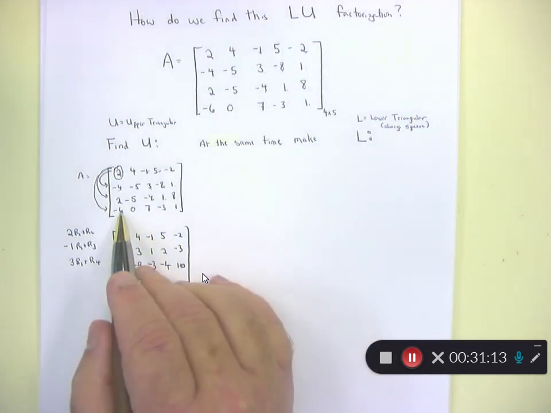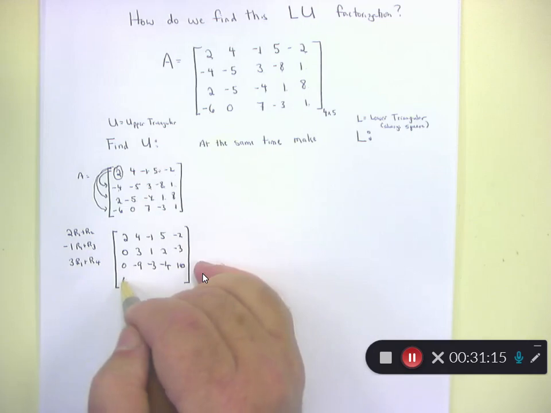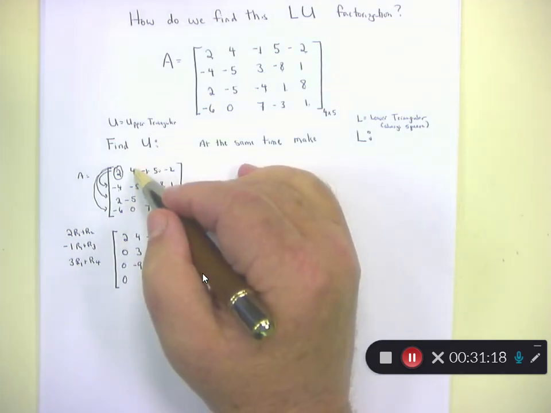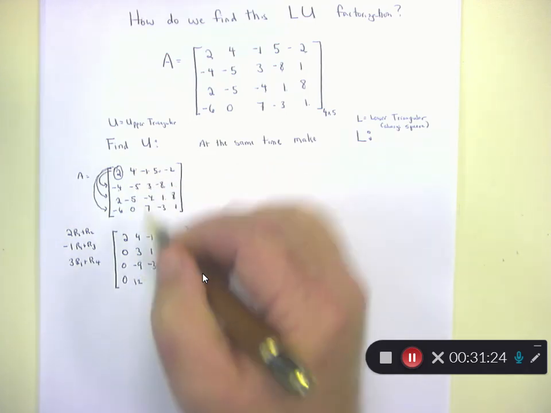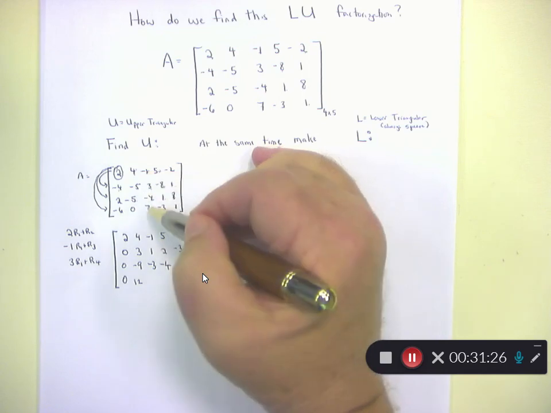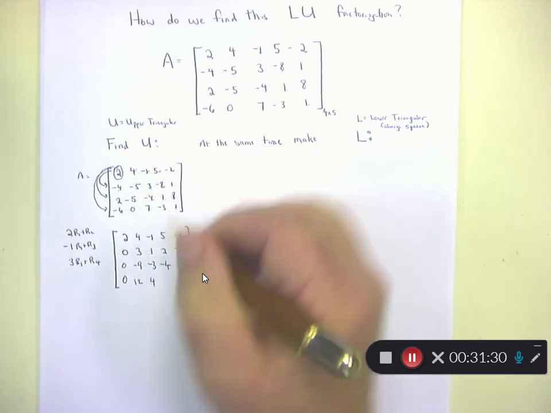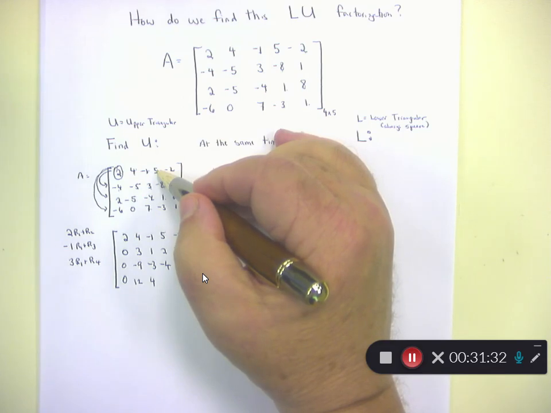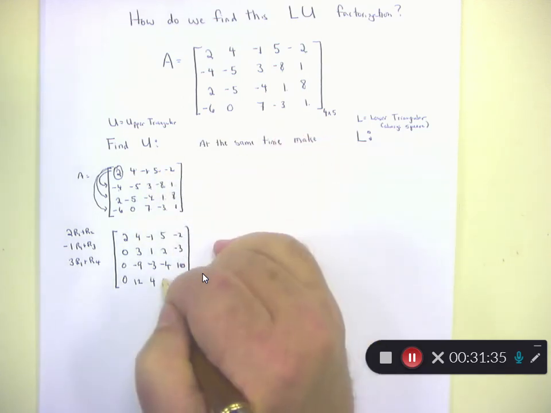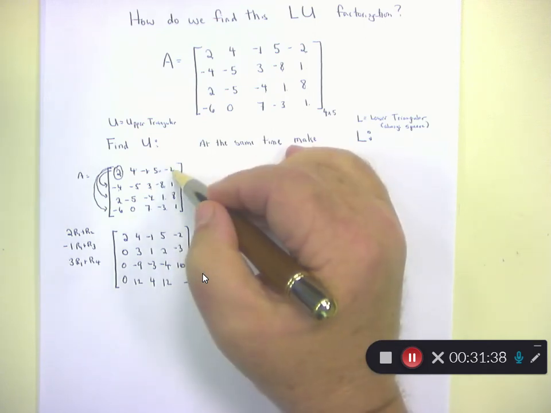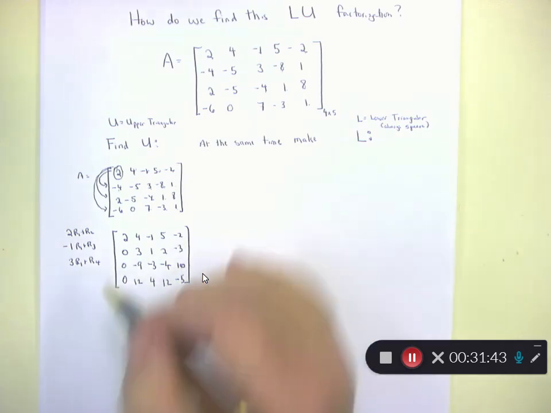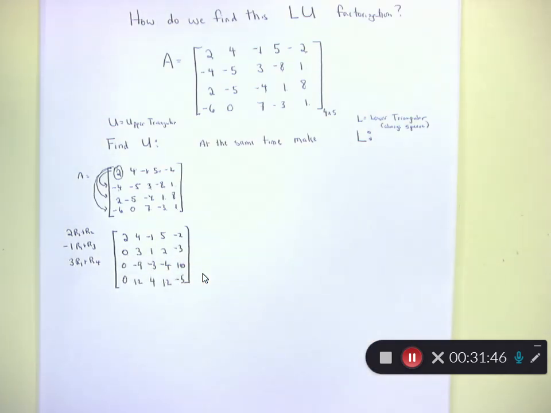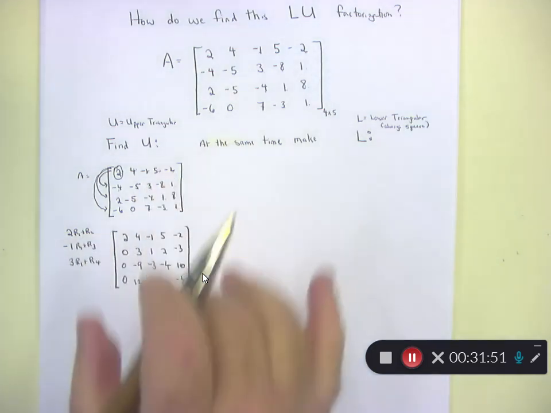Now I got to go after this negative 6. 3 times 2 is 6 plus negative 6 is 0. 3 times 4 is 12 plus 0 is 12. 3 times negative 1 is negative 3 plus 7 is 4. 3 times 5 is 15 minus 3 is 12. And 3 times negative 2 is negative 6 plus 1 is negative 5. That was just to get those zeros right there. Does that make sense? Did I lose you guys anywhere? I'm just beginning to do this now.